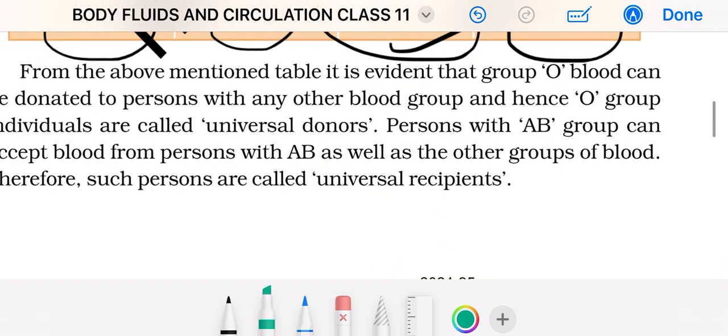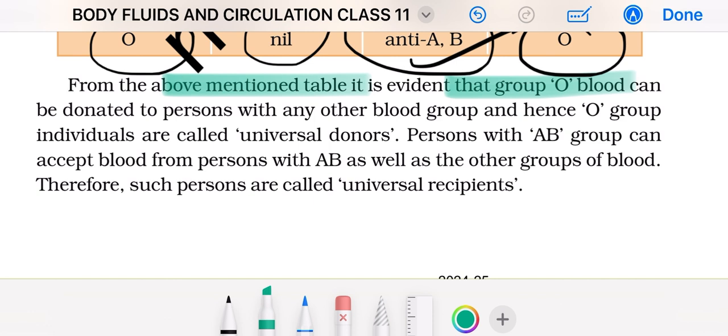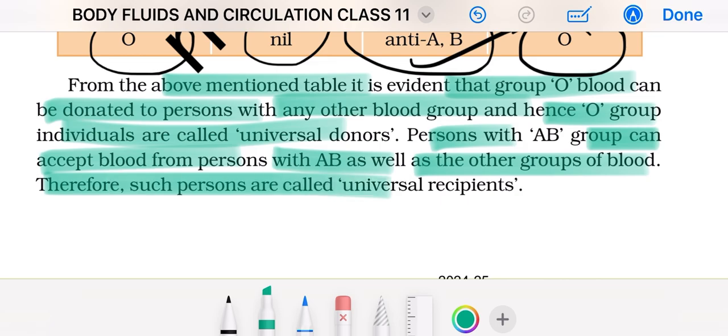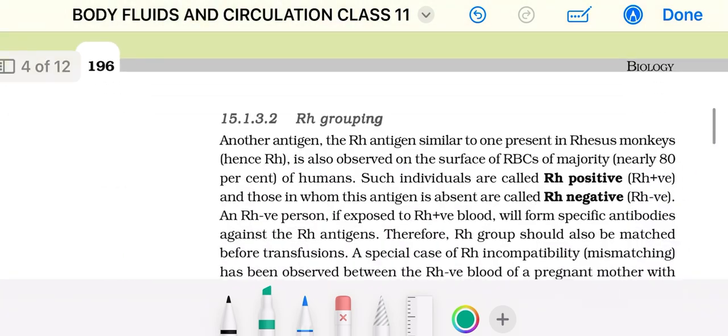Moving ahead, from the above mentioned table, it is evident that the blood group O can be donated to persons with any other blood group, and hence O group individuals are universal donors, most probably O negative. Persons with AB group can accept the blood from persons with AB as well as other groups of blood. Therefore, such persons are universal recipients.